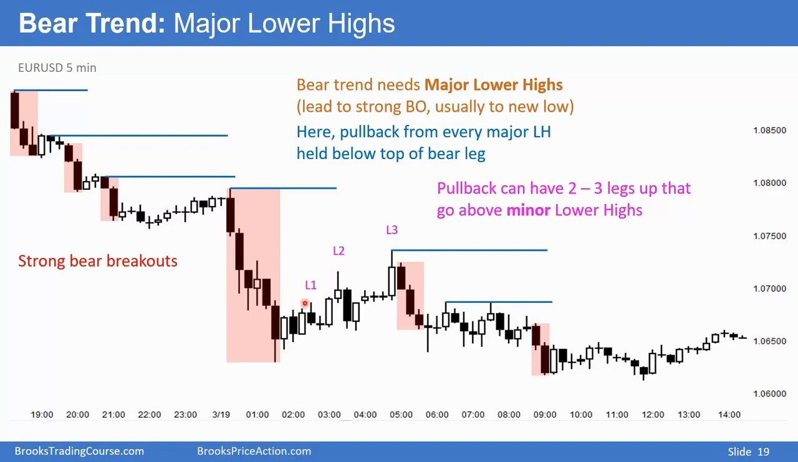And each one of these pushes up creates a minor lower high. This did not have a strong breakout to a new low. This had a 1-bar breakout, but not all that strong, did not even fall below this bull bar. And here, another bull breakout, pretty decent bear breakout. So I would call these 2 minor lower highs. And then by the time this 3rd bar closes, I would call that a major lower high.